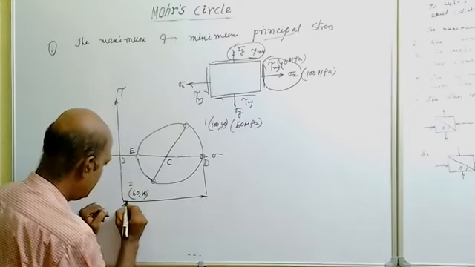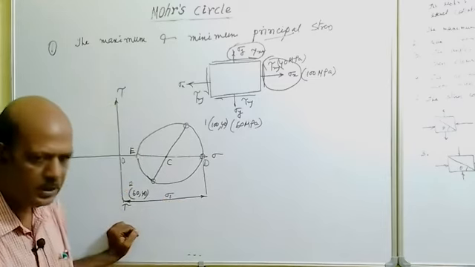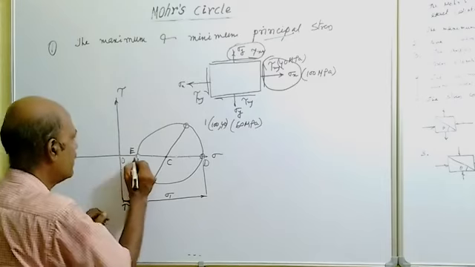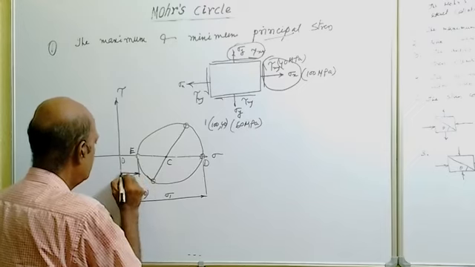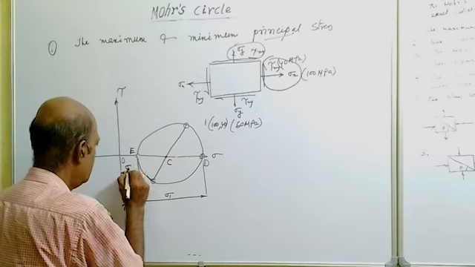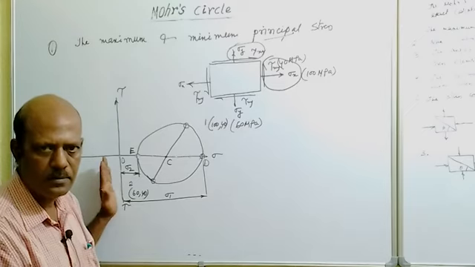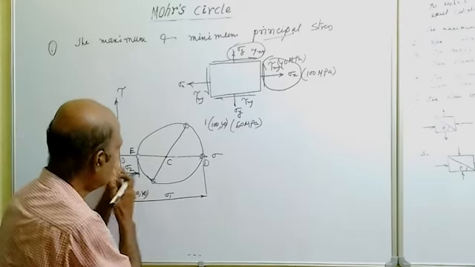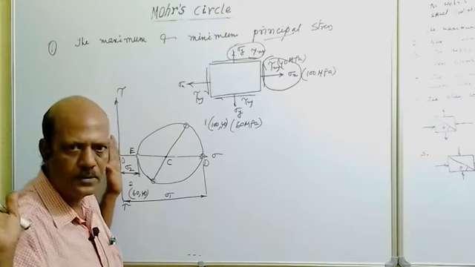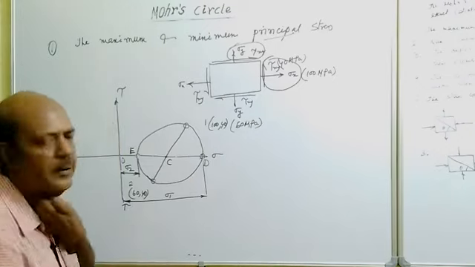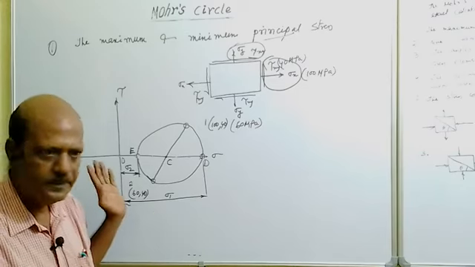So measure the distance by using the same scale. That will be your major principal stress, denoted by sigma 1. And measure the distance from origin to this point. This distance will be your sigma 2, that is the minor principal stress. And regarding the nature of the stress, from the origin both the stresses exist on the right side. That means both the stresses will be tensile. Okay, so in this way we can find the principal stresses as well as the principal planes.